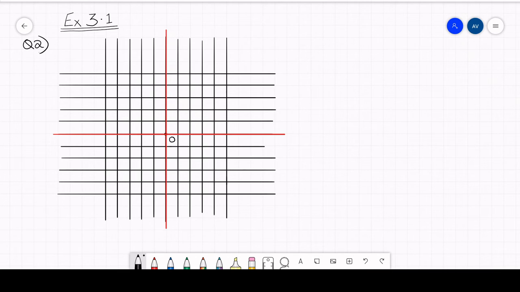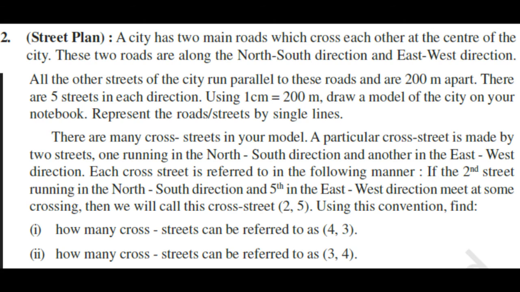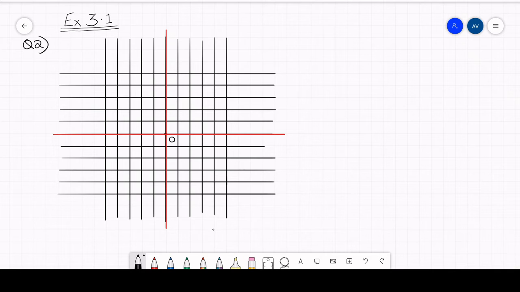Now reading further into the question, it says there are many cross streets in your model. And what is a cross street? A particular cross street is made by two streets, one running in the north-south direction and one running in the east-west direction. So basically all these points of intersection that we have, here, here, here, this one, all the ones up here, all the ones down here, to the right, all these are what they're referring to as cross streets.